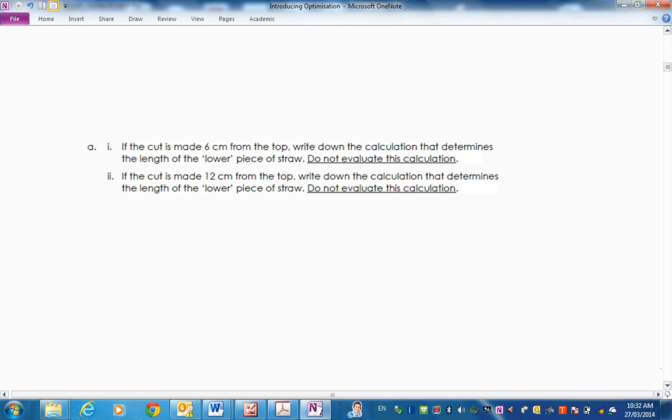Right, well, I'm back. So here we are. The cut is made 6 centimetres from the top. Let's work that out. We've come down 6 centimetres, and the rest is down here. So I reckon the calculation that determines the length of the lower piece of straw, and don't work it out. Well, the whole thing was 21 centimetres. So the lower piece is equal to 21 take 6 centimetres. Don't work it out, they say. Okay, what about part 2?